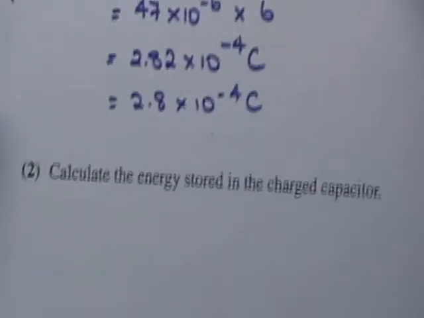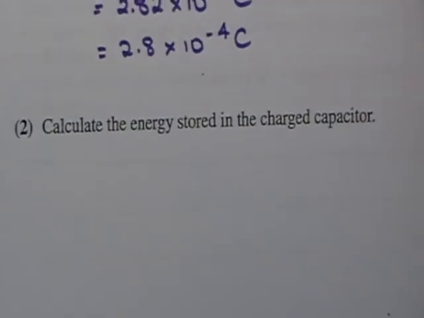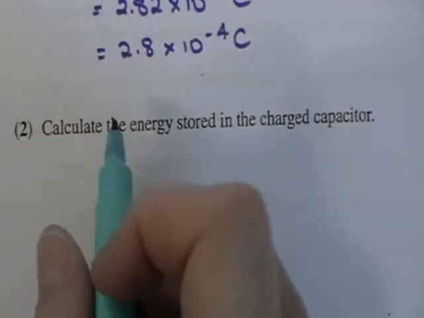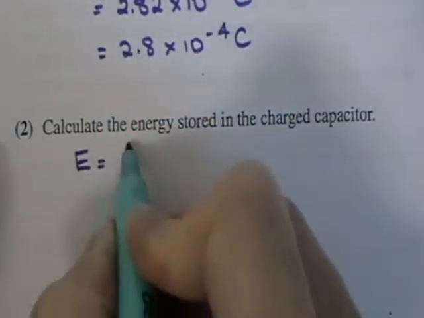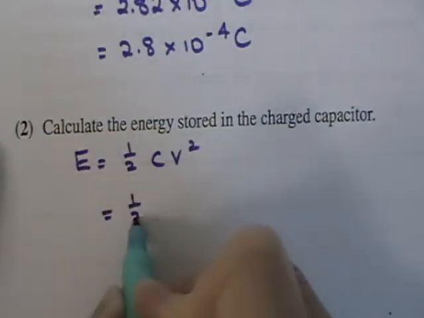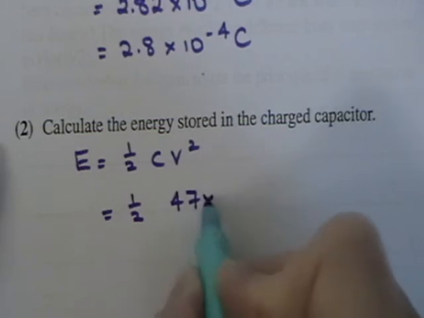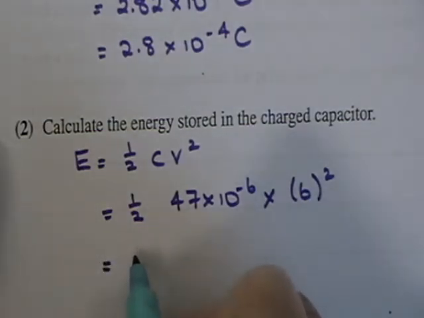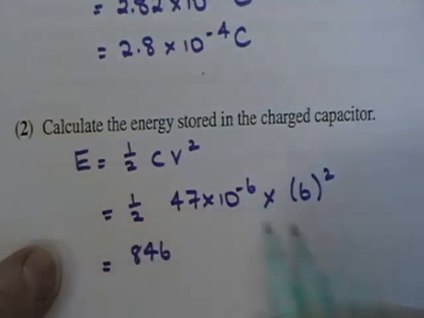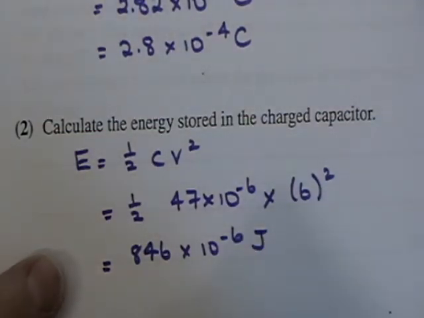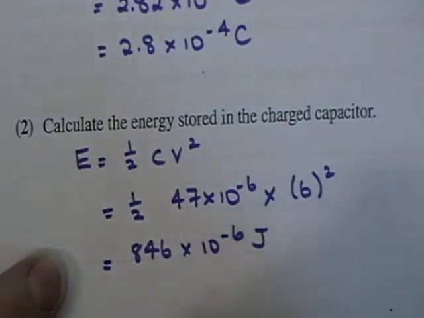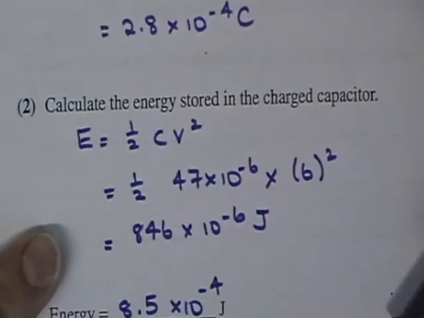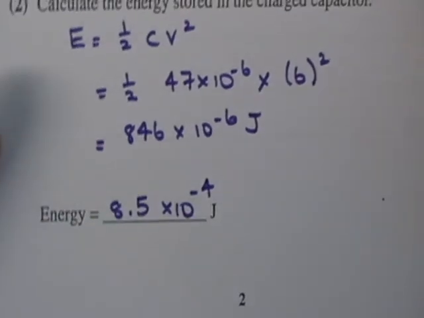Calculate the energy stored in the charged capacitor. So again, another very straightforward question. We can use any of our equations that we know, but I'm just going to use E is equal to a half CV squared. So it's a half. Capacitance is 47 by 10 to the minus 6. And that's multiplied by 6 squared. And that gives you an answer of 846 by 10 to the minus 6 joules. Again, to two significant figures, it would be 8.4 by 10 to the minus 4 joules.